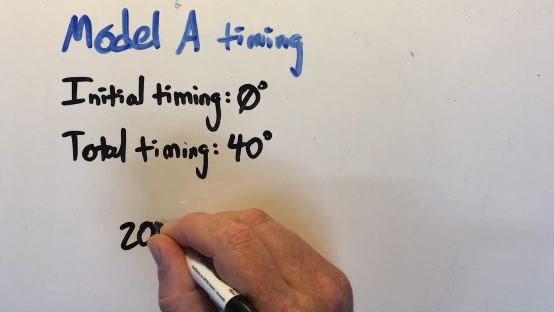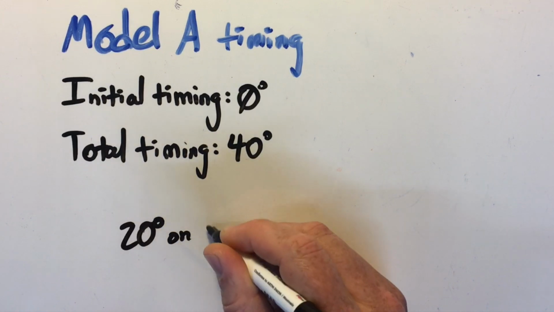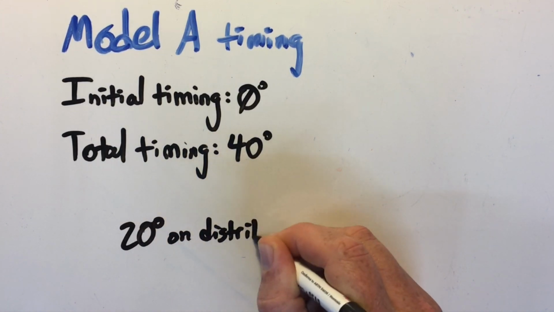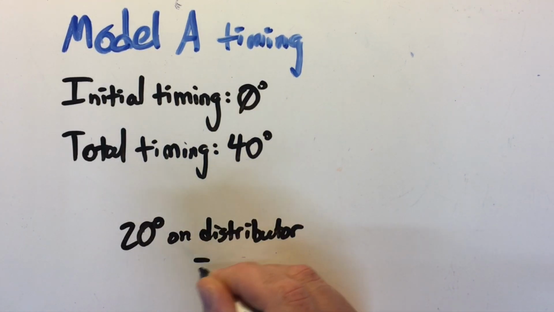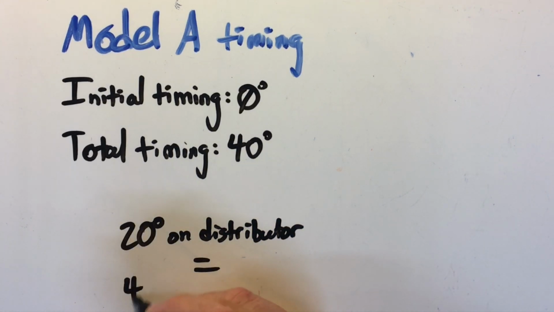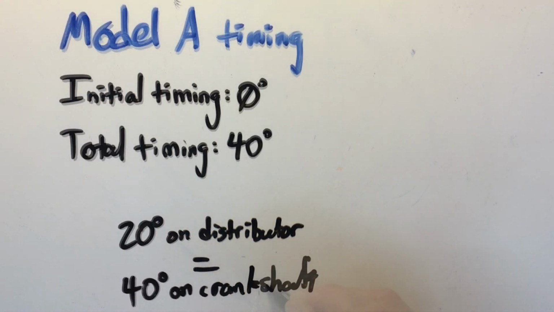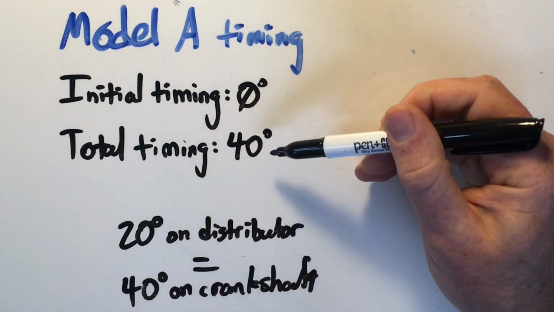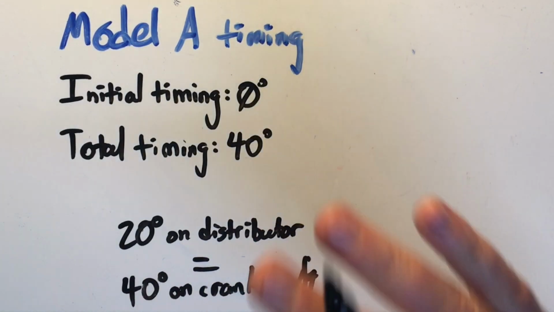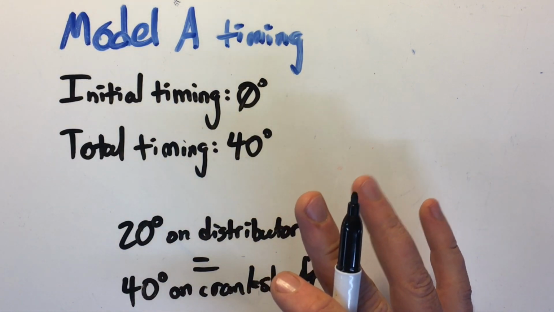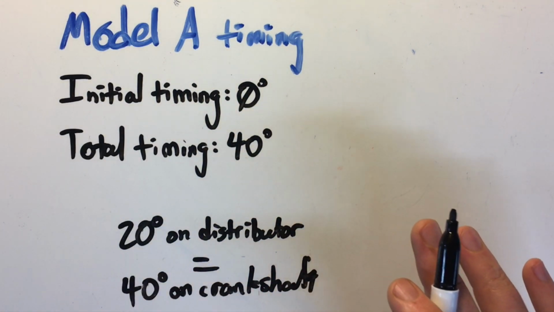Remember that a 20-degree rotation on the distributor equals a 40-degree rotation on the crankshaft. And that's because the distributor shaft turns at half the speed of the crankshaft. So because ignition timing is measured in crankshaft degrees, we say that the total timing is 40 degrees. In practice, about 30 degrees advance is the maximum that's usually recommended.